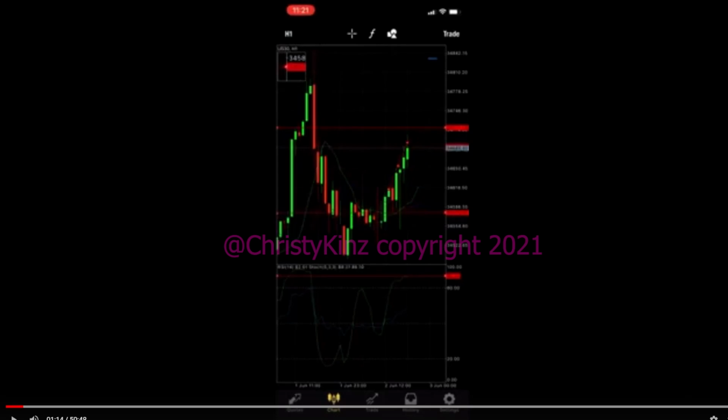So this is a very simple thing that I did here. I guess it's a strategy, though I wouldn't even call it that. It was literally just divergence and figuring out when and when not to take the divergence.